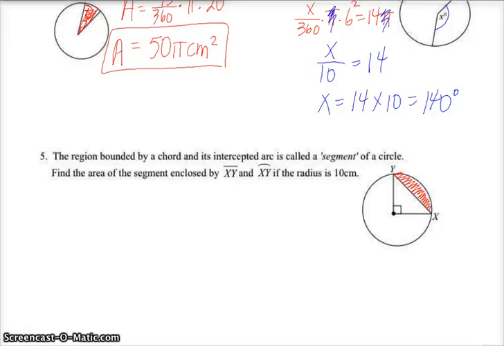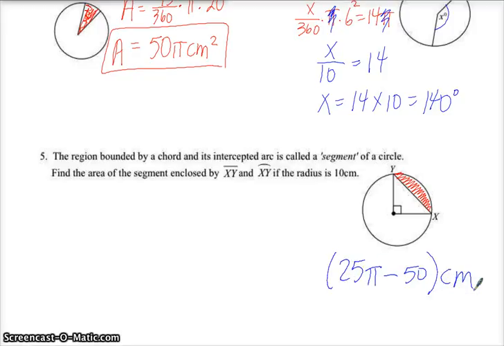And finally, number 5, the region bounded by a chord and its intercepted arc is called a segment. So this red area is the segment. Find the area of the segment enclosed by xy and arc xy if the radius is 10 centimeters. So you should get 25 pi minus 50 centimeters.